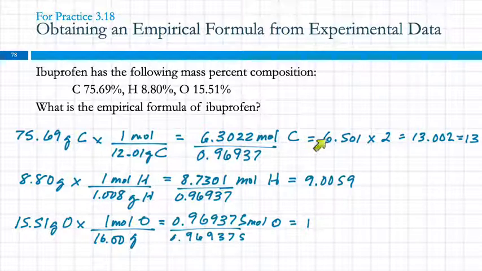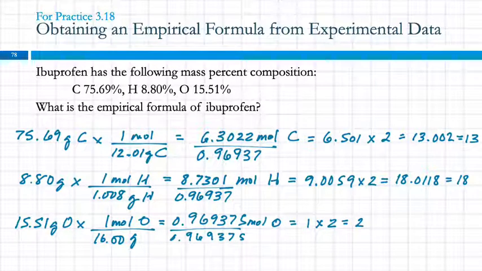The ratio is 6.5 to 9 to 1. I need to keep the same ratio. So if I multiply 1, I have to multiply all the others by the same number. So this is times 2. And you can do that. 18.0118. Close enough to round to 18. And the last one, 1 times 2 is 2. So these are my subscripts. I've got C13, H18, O2.